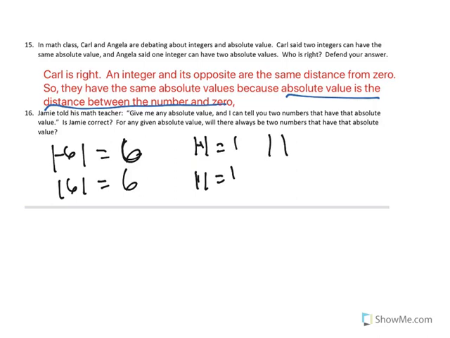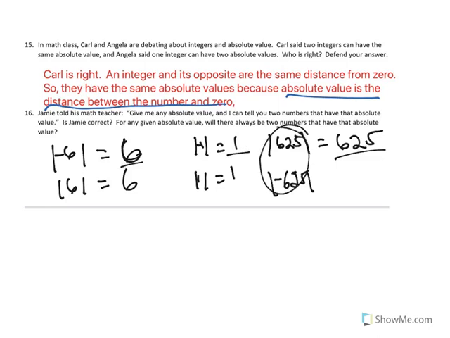If the absolute value were, let's make it a good number, 625, it would be positive 625 and negative 625. So it seems like Jamie's right. That's what he told his math teacher. Give me any absolute value, 625, 1, 6, and I'll give you two numbers that will have that same absolute value. Seems like he's right, yeah?